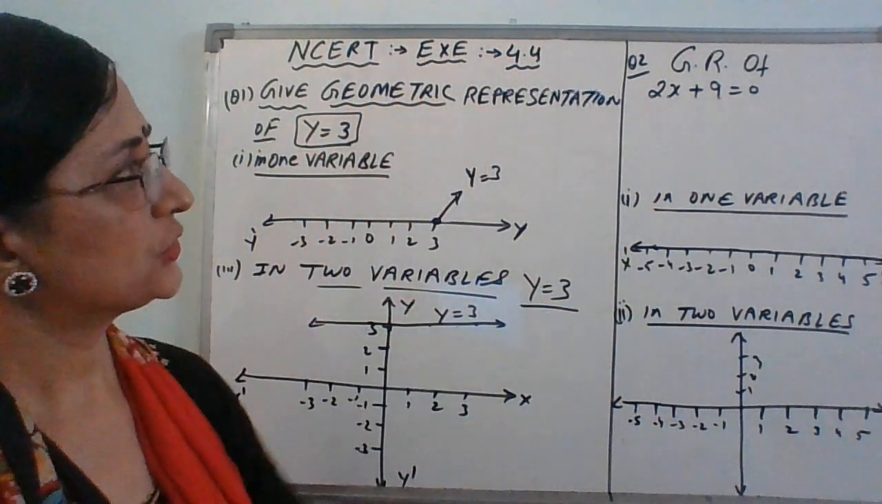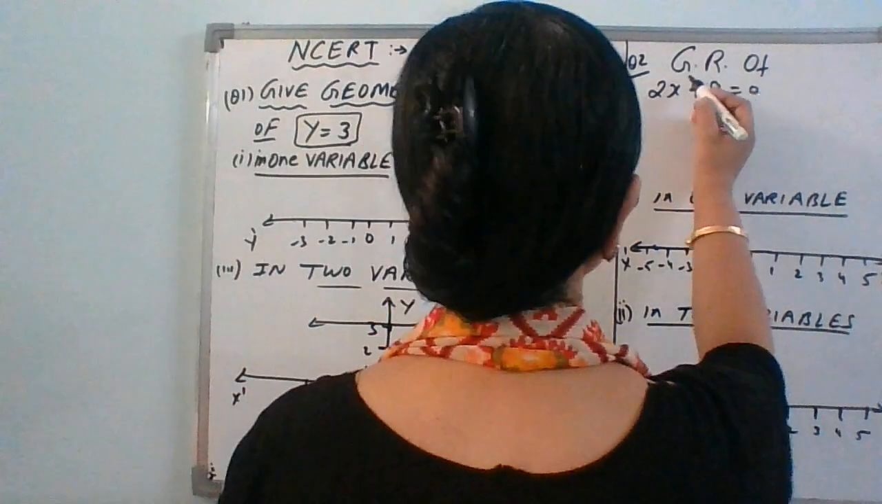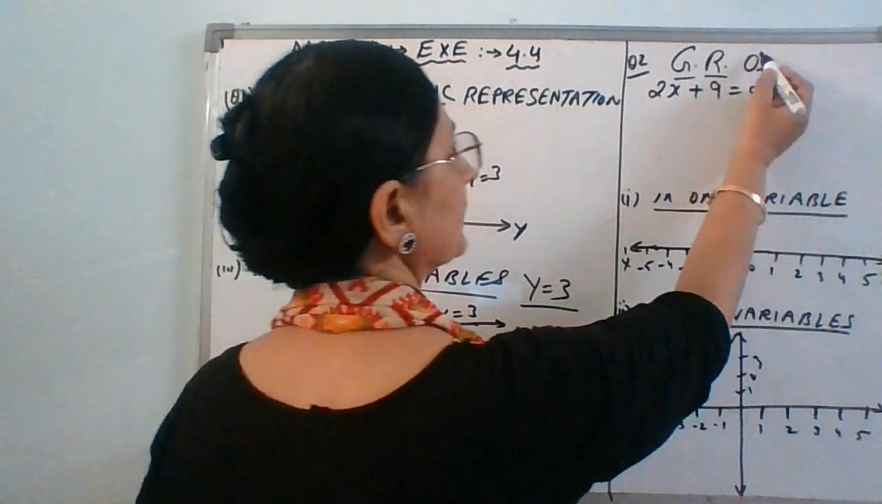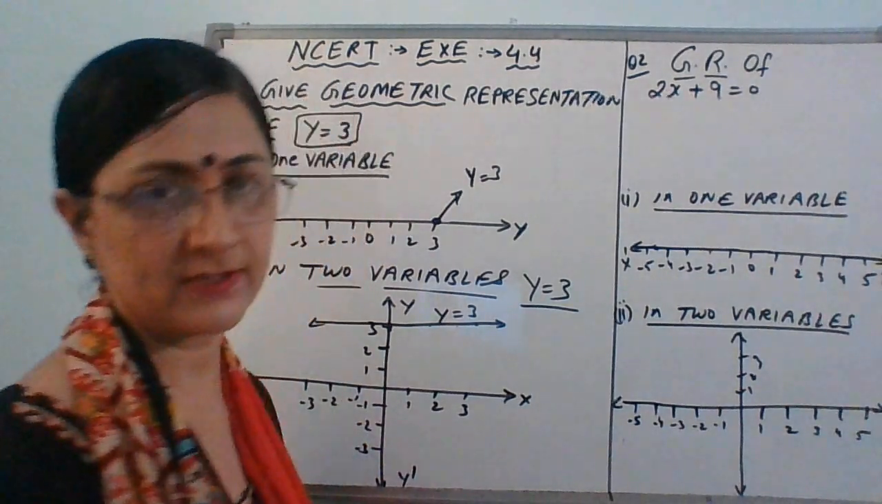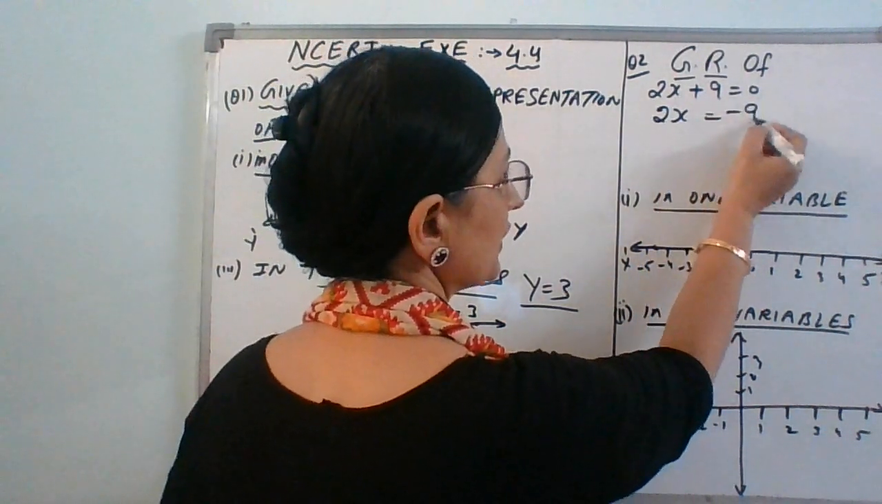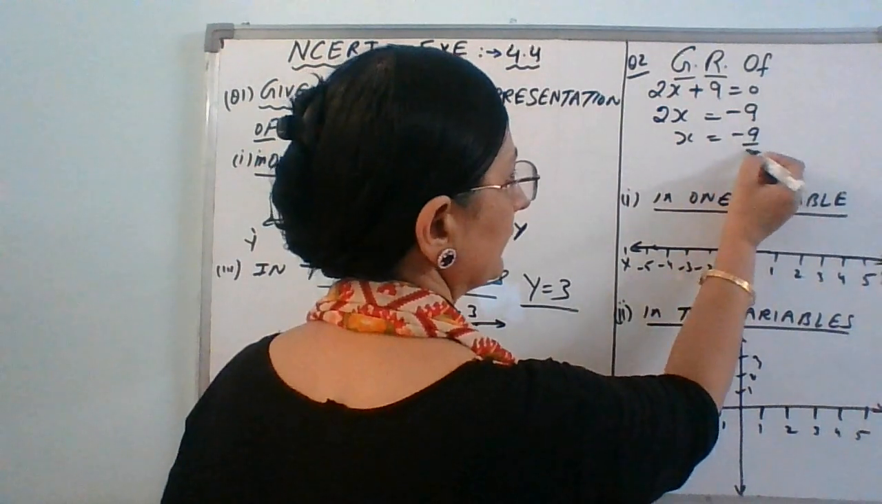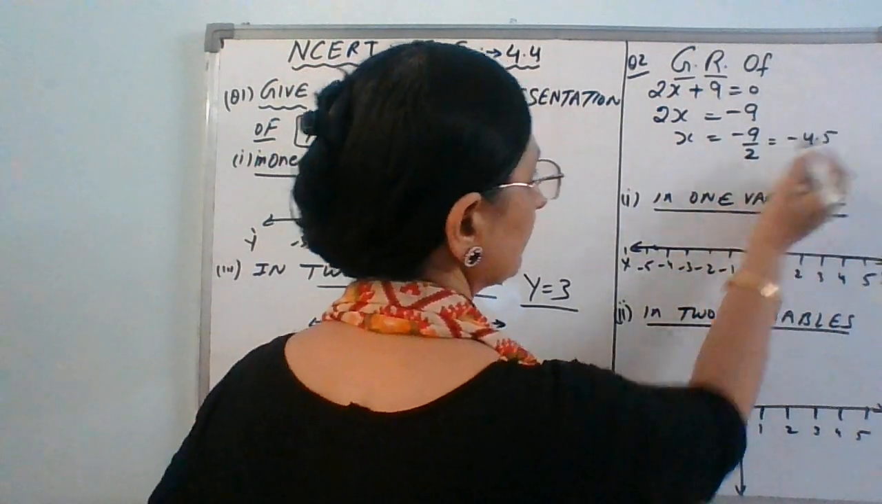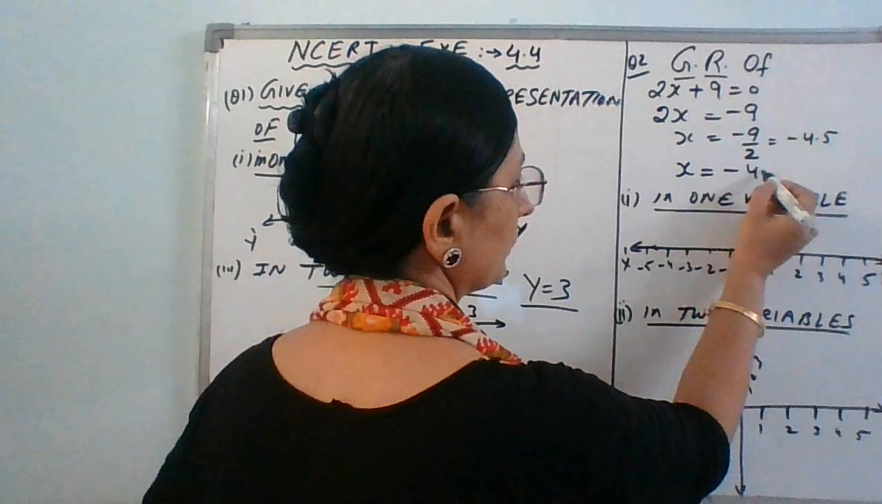Now question number 2. Here is the geometric representation of this line. First we don't have a single value of x, we have to find it out. So 2x is equal to 9 gives, with a change of sign, x equals minus 9 by 2, and that is minus 4.5, which means the value of x is minus 4.5.